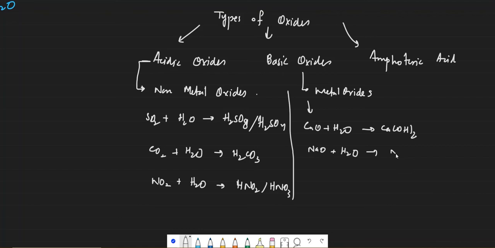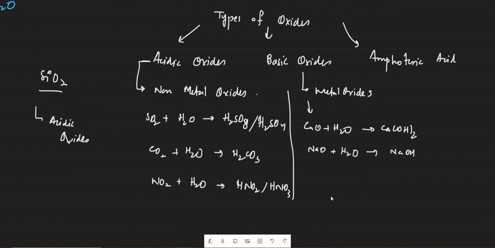So they will give you certain oxides and they'll ask you whether it's acidic or basic. For example, if they ask you what is silicon oxide, you can say, okay, silicon is a non-metal. So non-metal oxides are acidic oxides, you'll say it's an acidic oxide. Okay, so these are the type of questions that usually come in exams.